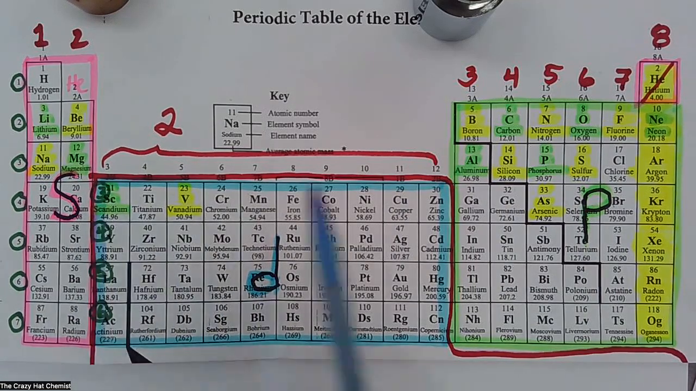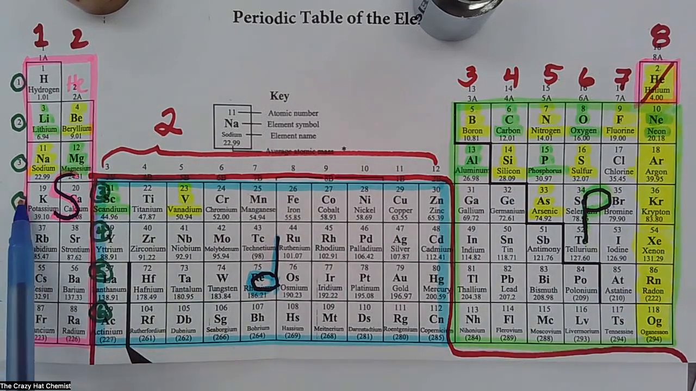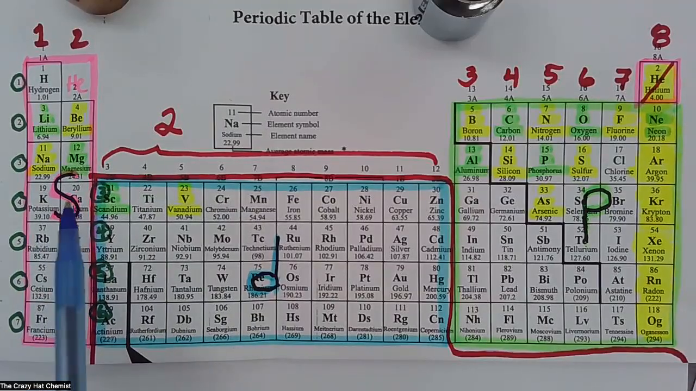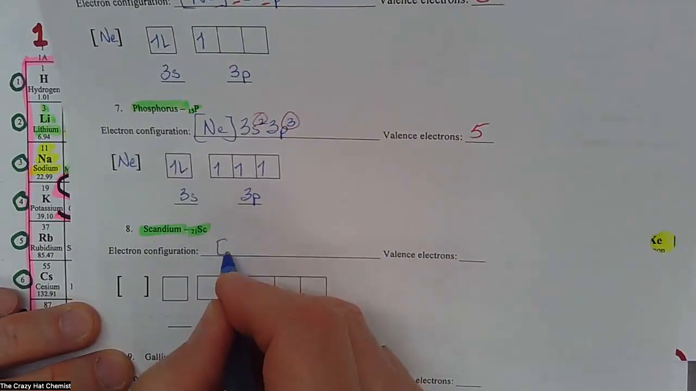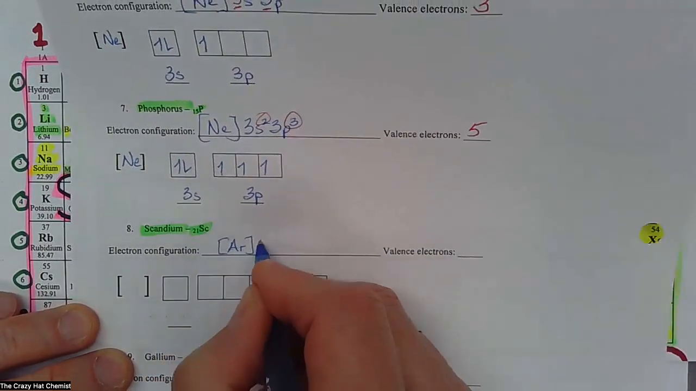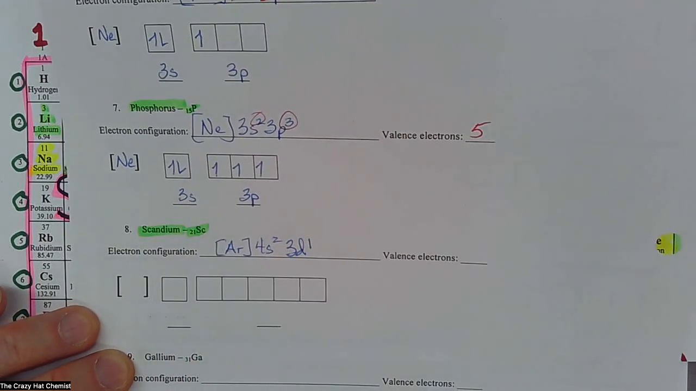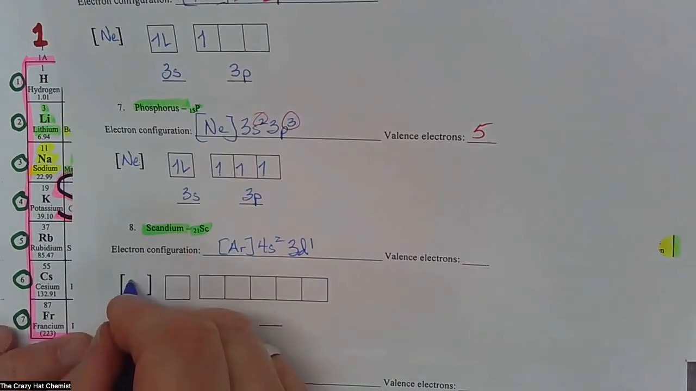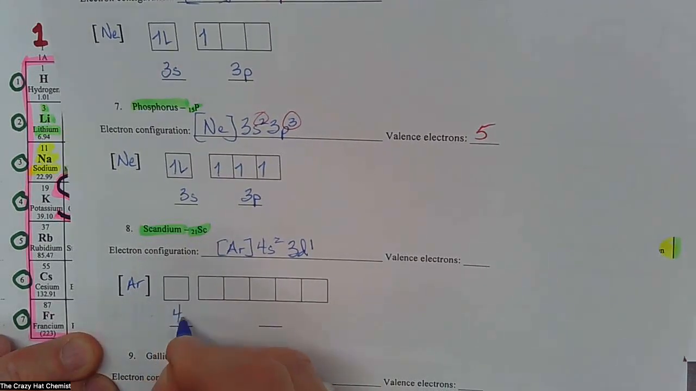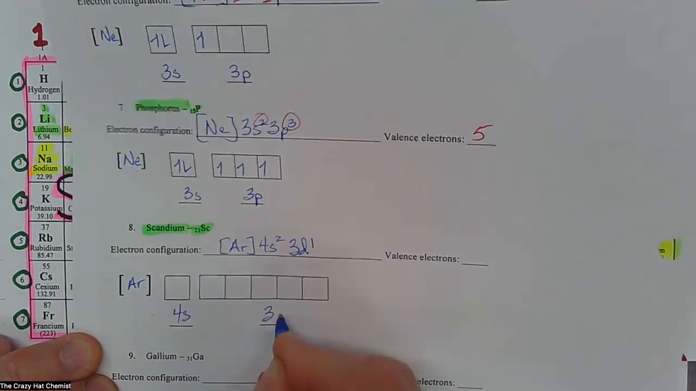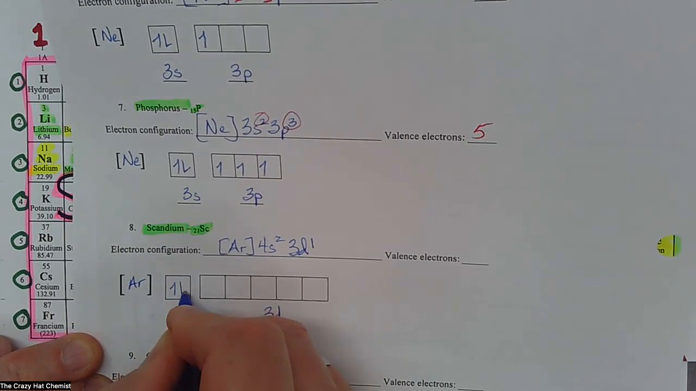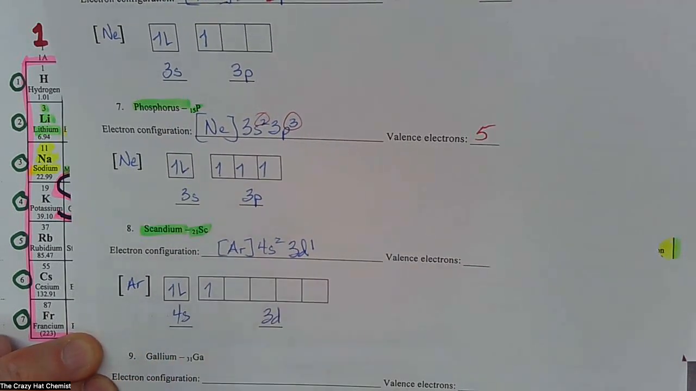3d1. So it's argon, 4s2, 3d1. Let's write that down. Argon, 4s2, 3d1. Perfect. That's argon, 4s, 3d, 4s1, 2, 3d1.